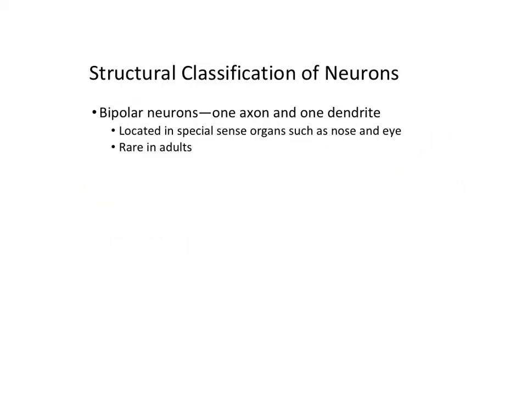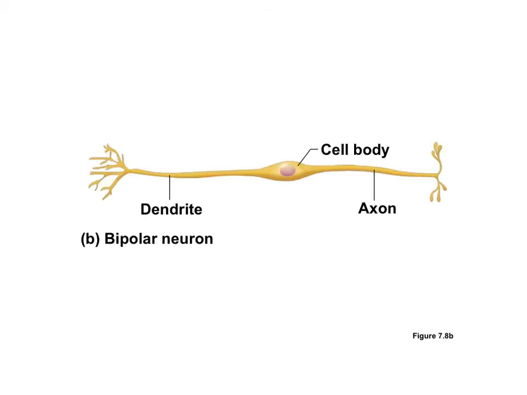Bipolar neurons have one axon and one dendrite. They're located in special sense organs such as in your nose and in your eyes. So they're not terribly common in adults, but they do exist. So in this diagram you can see on one side of the cell body is the dendrite, on the other side of the cell body is the axon, and the cell body resides sort of in the middle of the cell.